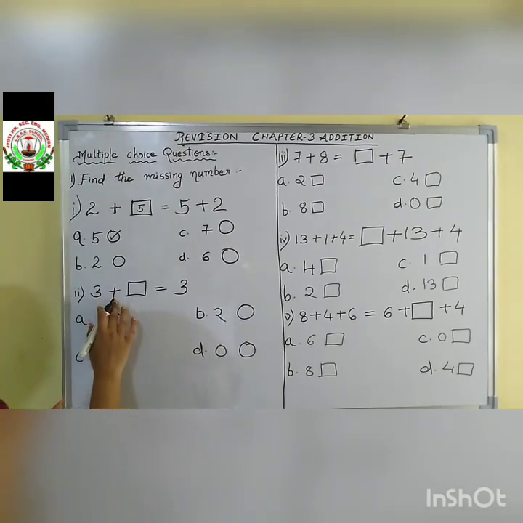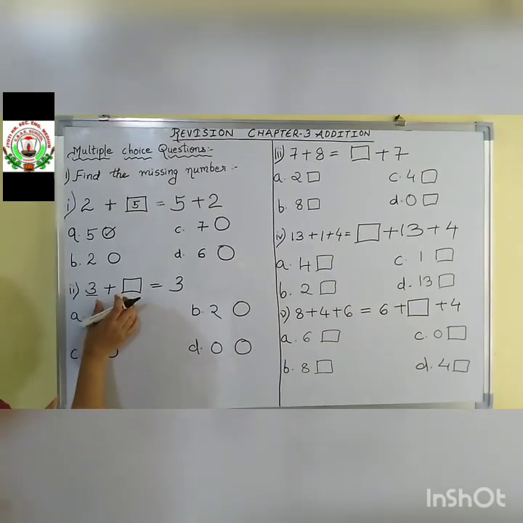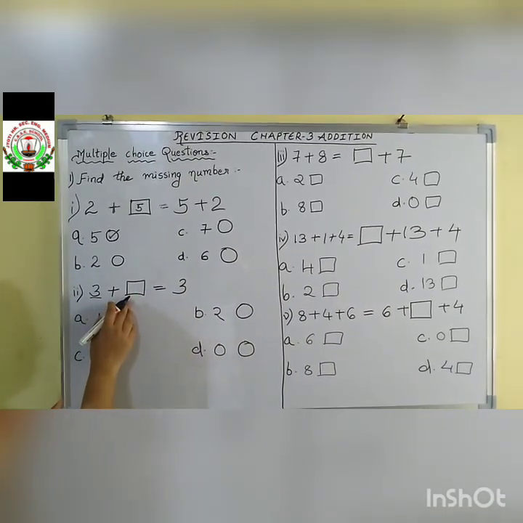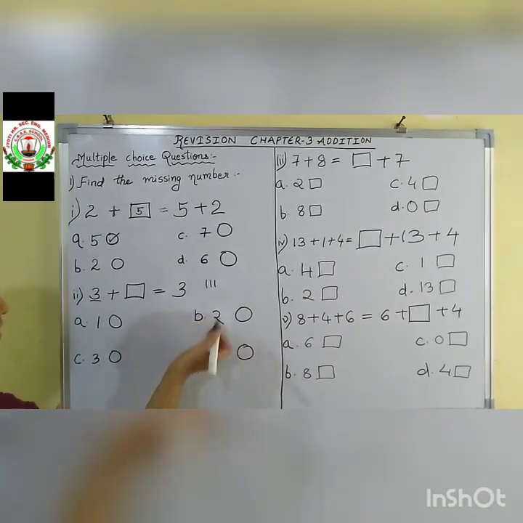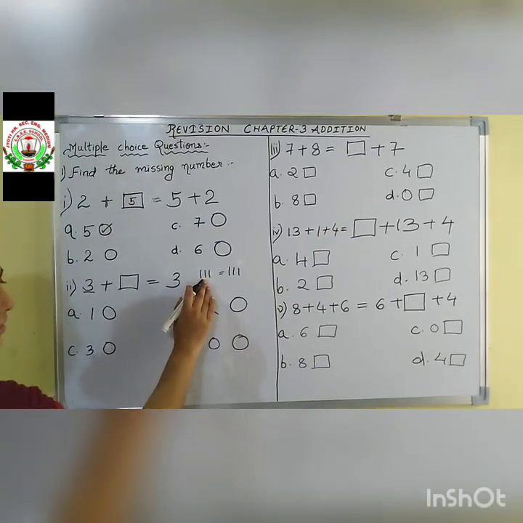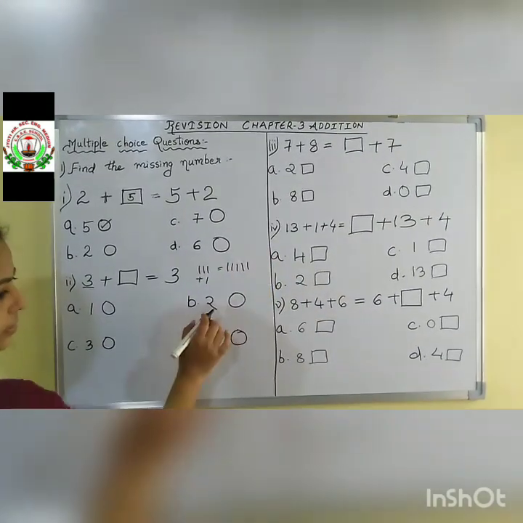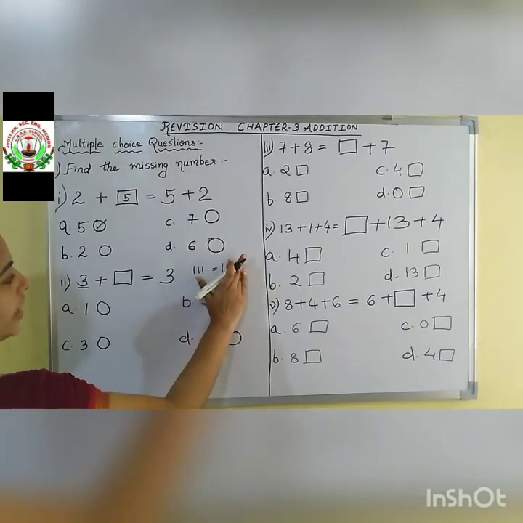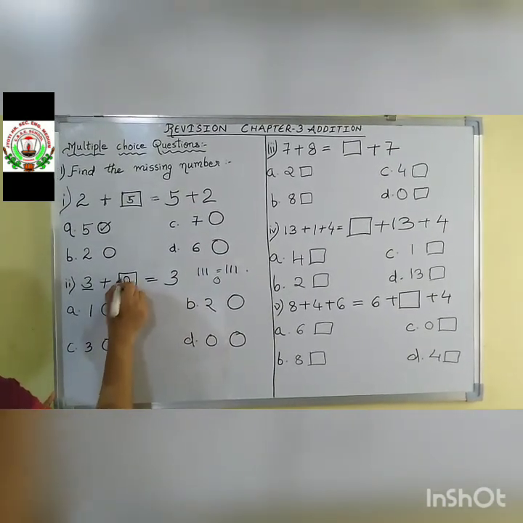Second, 3 plus missing equals 3. That means if anything is added to the number 3, then again we get the answer 3. Then what is the number coming here? See children, if 3 sticks are there, and you add something and after that you get 3 again, that means you have not added anything, yes or no? If you add 1, then it will become 4 or 5, whatever it may be. But in this case, we again get the answer as 3. That means nothing is added, 0. So our answer will be 0.